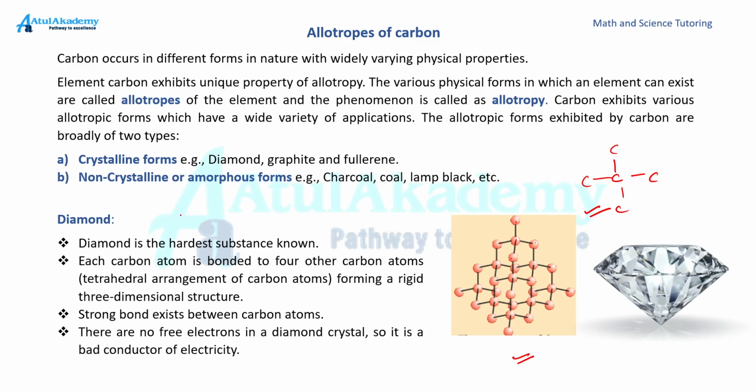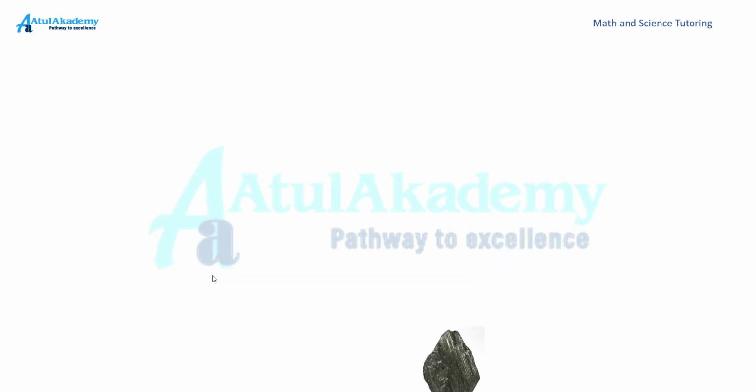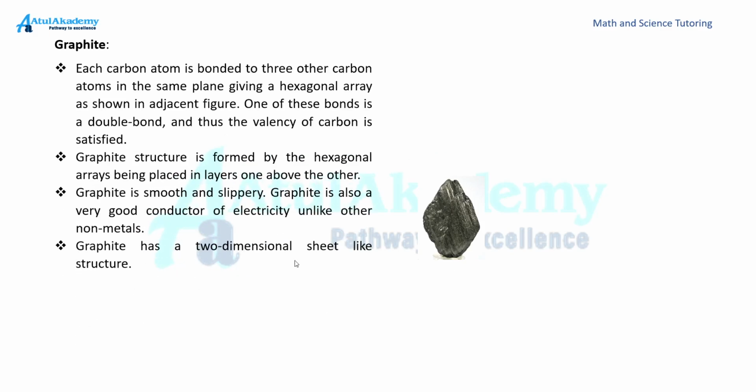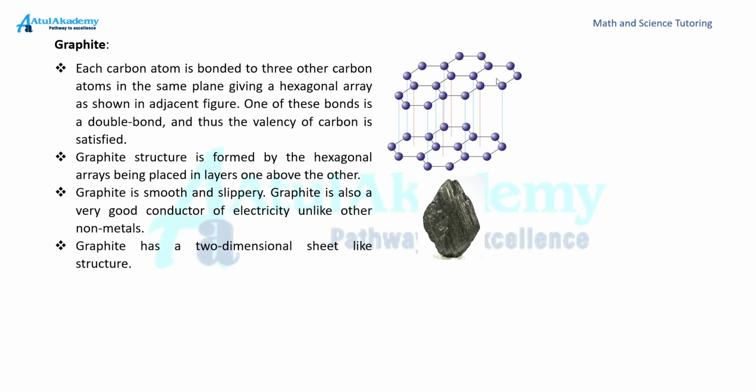Now let us talk about another form. This one is known as graphite. Each carbon atom in this structure is bonded to three other carbon atoms in the same plane, giving it a hexagonal array. Here we can see the hexagonal array. One of these bonds is a double bond, and thus the valency of carbon is satisfied. We'll talk about the valency later on.